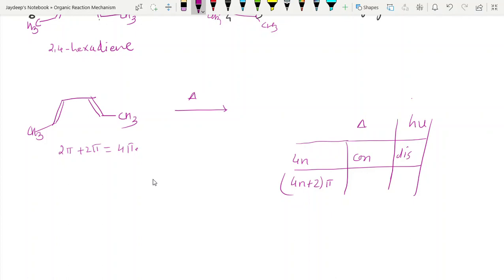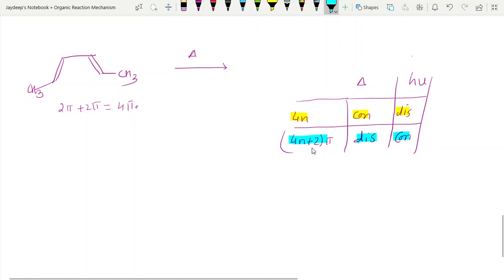If you consider a 4n plus 2 pi system, then the thermal reaction will be disrotatory, and the photochemical reaction will be conrotatory. You should remember these things: for 4n it is thermally conrotatory and photochemically disrotatory, and for 4n plus 2 it is thermally disrotatory and photochemically conrotatory. So let us understand what is con and what is dis, one by one.